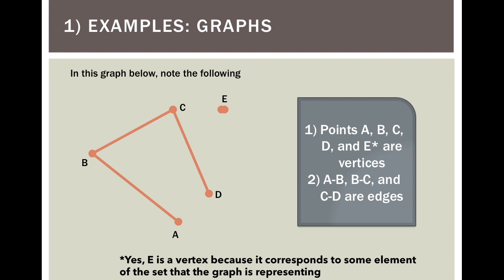Now, point E is a vertex, yes, because it does correspond to some element of the set that the graph is representing, regardless that it's not touching one of the other points or it has a line connecting it.